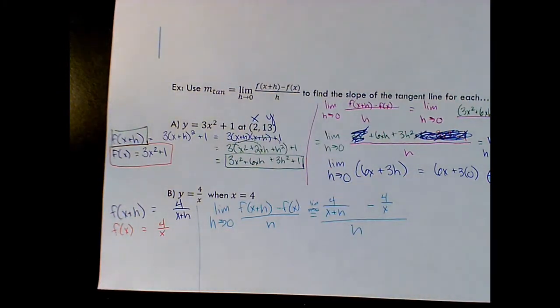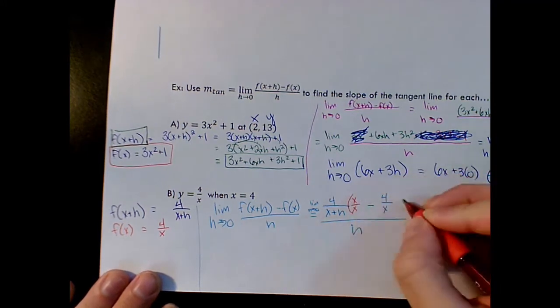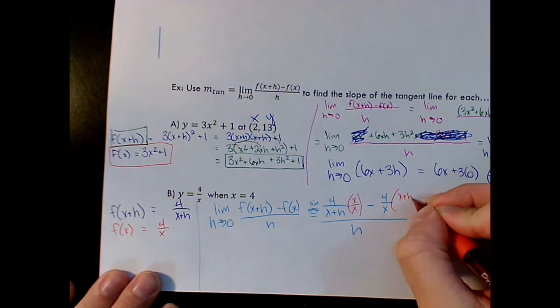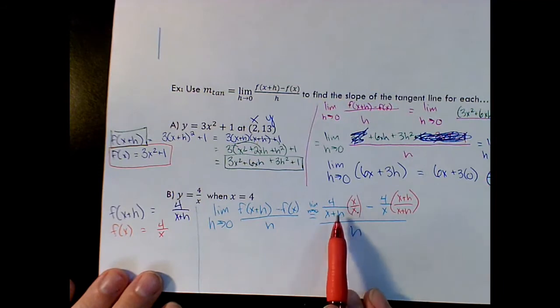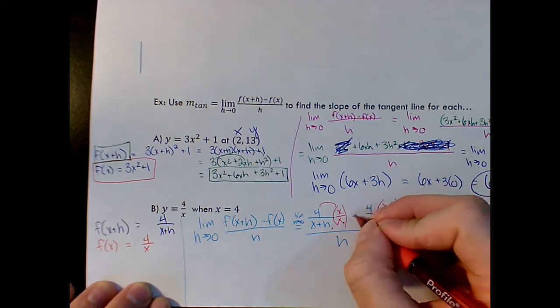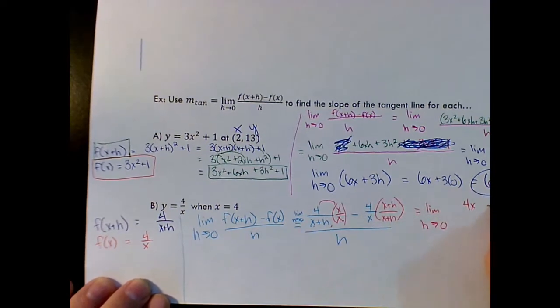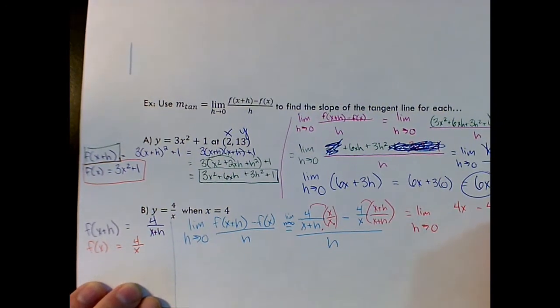The first thing I notice is I have two fractions up here. Can I combine them as is? Nope. But if I multiply the top and the bottom of this one by x over x, and the top and the bottom of this one by x plus h over x plus h, then I will have a common denominator of x times x plus h. So that's what I am going to do. 4 times x is 4x. Minus, be very careful, minus 4 times x plus h, which is 4x minus 4h.